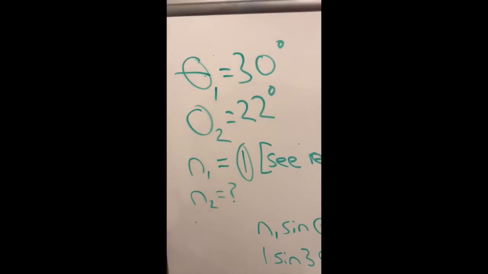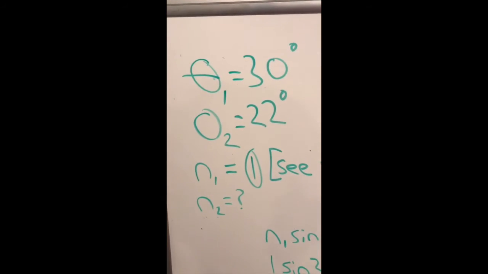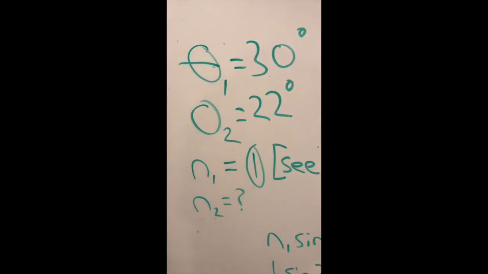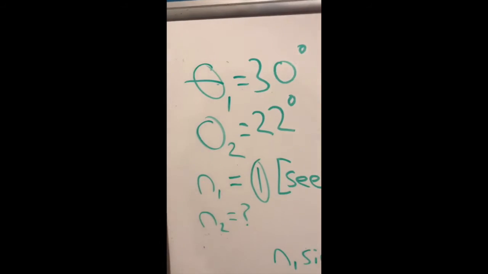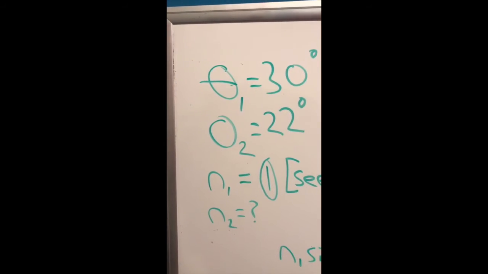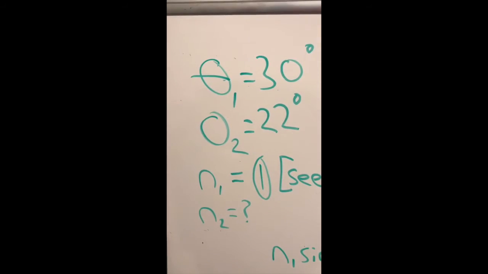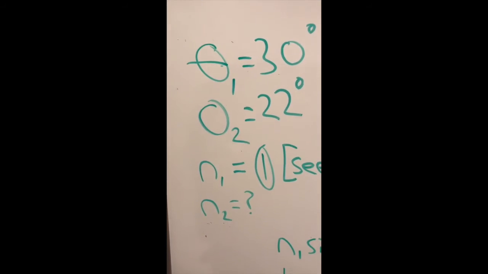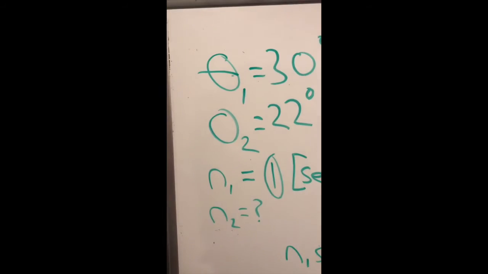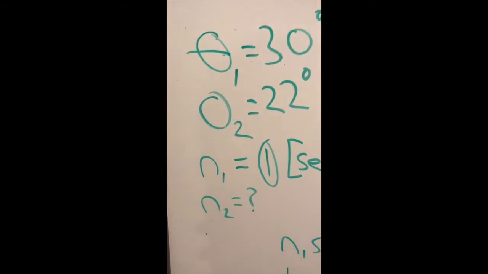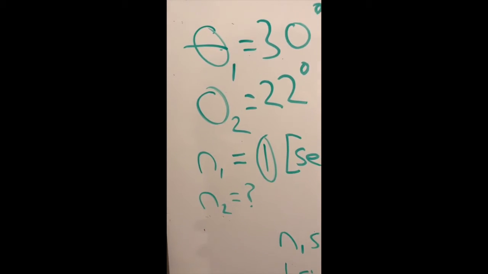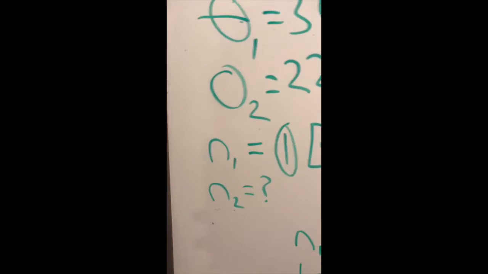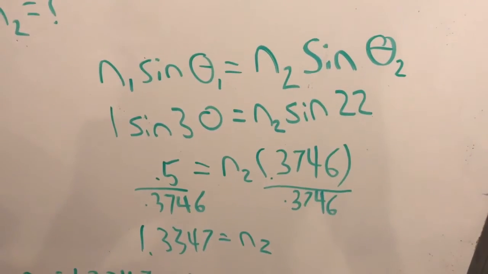Let's set up this problem. The angle of incidence is 30 degrees, while the angle of refraction is 22 degrees. We'll represent those by theta 1 and theta 2. We also know that the index of refraction for air is 1. If you'd like to know why, see your reference packet. What we're solving for is actually the index of refraction for number 2. Here's how we'll set up the problem.